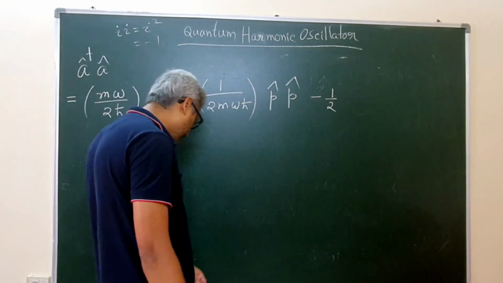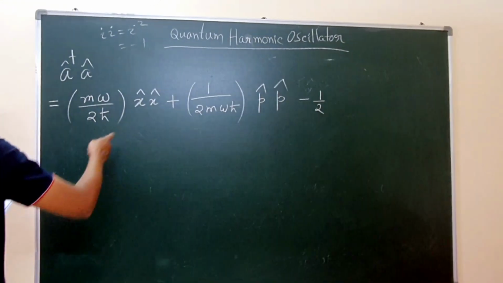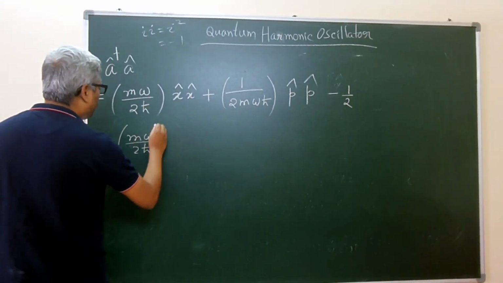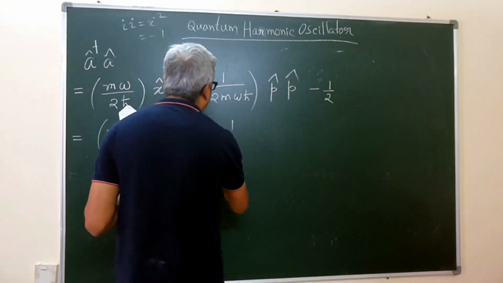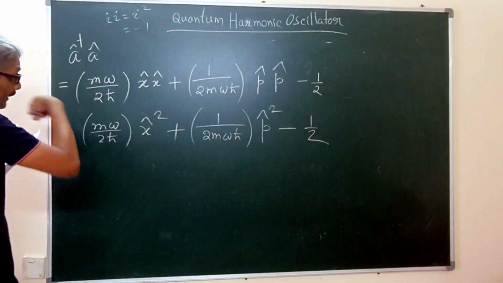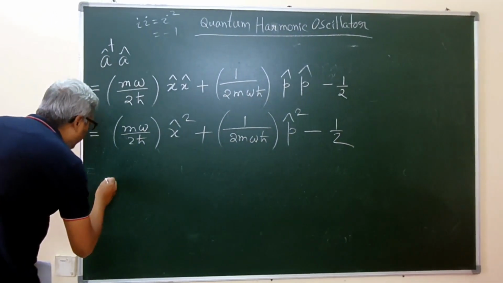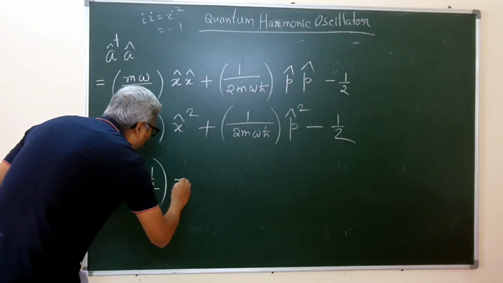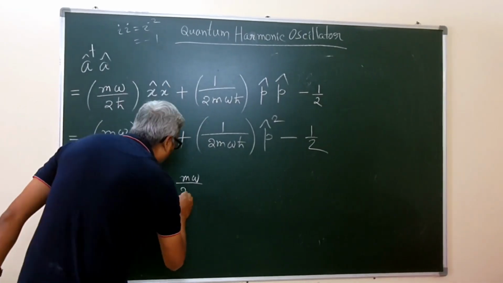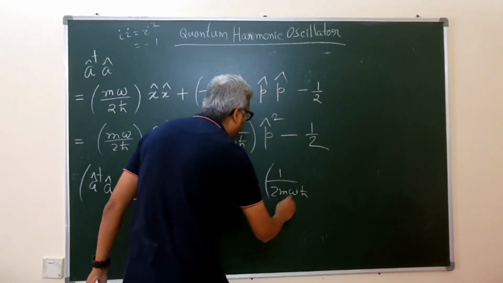I am not explicitly writing the identity operator, but it is implicit that there is an identity multiplied by half. So now this can be expressed as m omega by twice h bar x square plus 1 by twice m omega h bar p square minus half. If I bring this minus half factor to the left hand side, we get a dagger a plus half, which is equal to m omega by twice h bar x square plus 1 by twice m omega h bar p square.